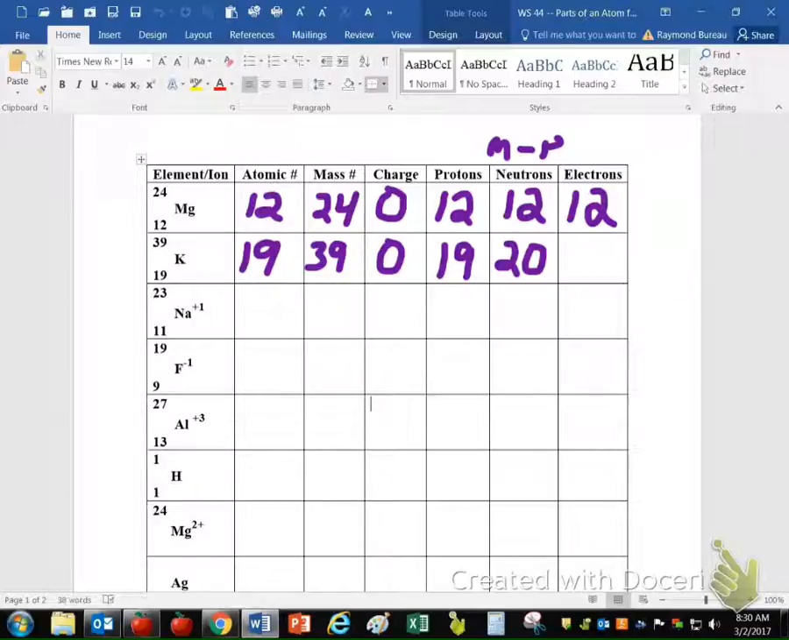I erased that in case you did not notice. It's always the mass minus the atomic number, or the number of protons. In this case, we get 20. The electrons, same as protons, so 19.